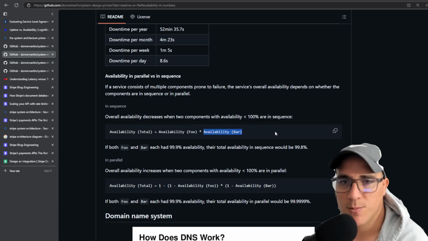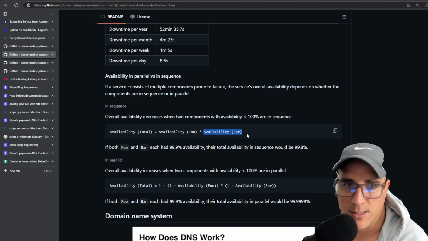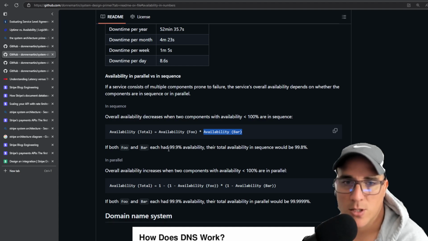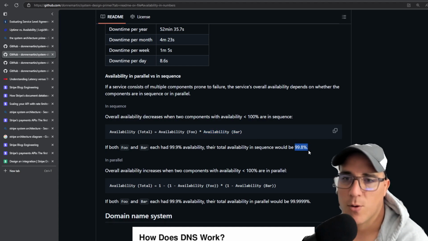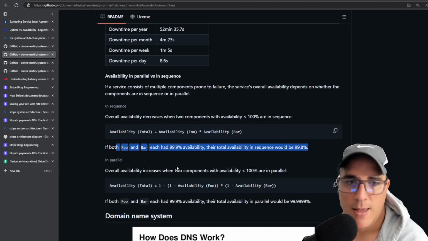If you have many services, you should multiply all the services' availability to get the real availability if they're used in sequence. If both of these two services, in this case foo and bar, each had 99% availability, the total availability in sequence will be 99.8. That's why it decreases.